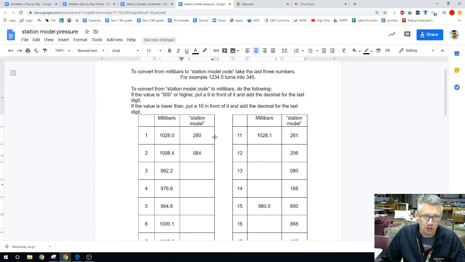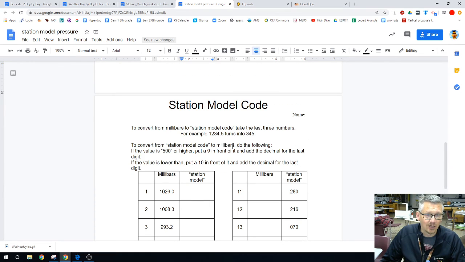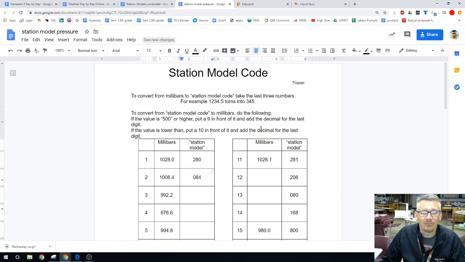So to do the worksheet, you got a front side, you got a back side. The directions are in front, up on top. Make sure you make a copy of it and have a great day.